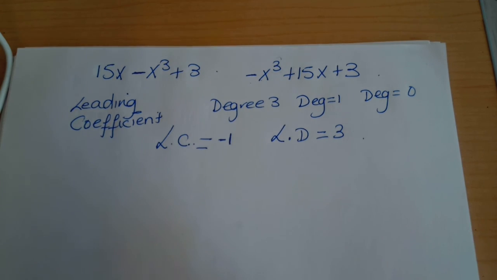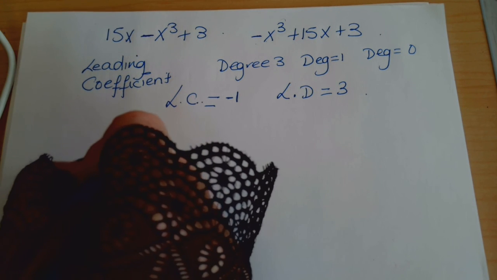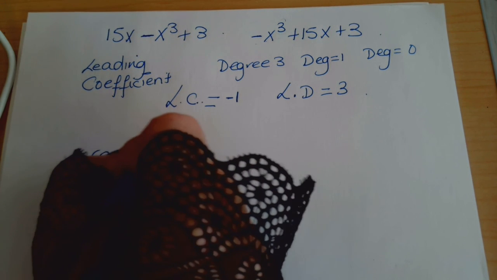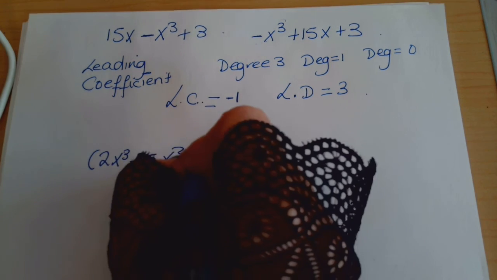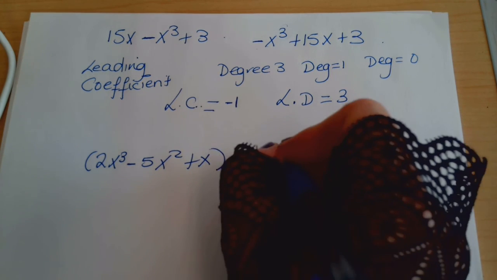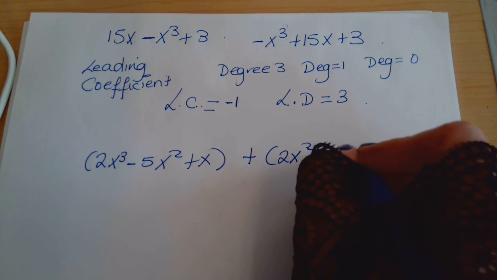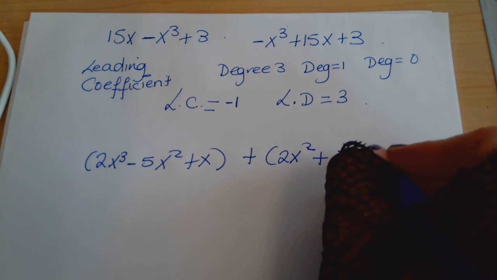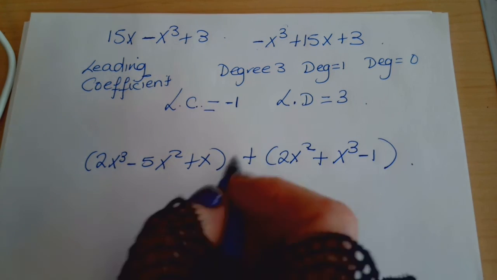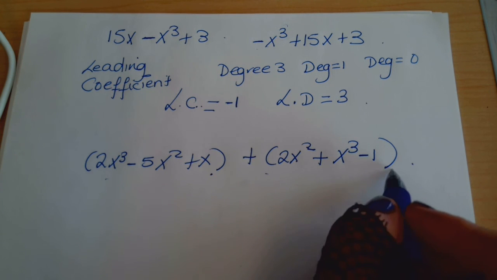So let me go ahead and start with a very, I guess I won't say basic one, but this would be a trinomial plus x squared plus x to the 3rd minus 1. Okay, so we're adding a trinomial plus another trinomial.